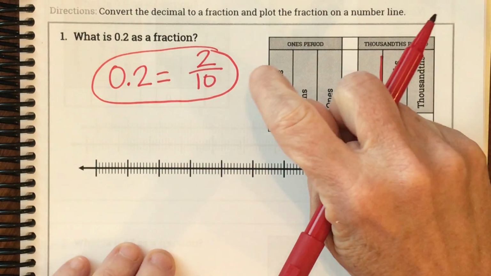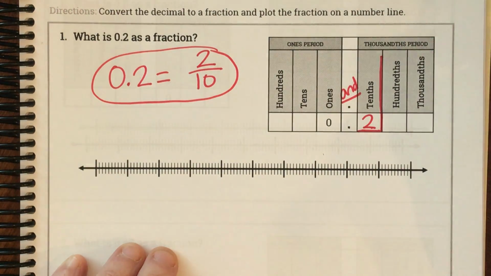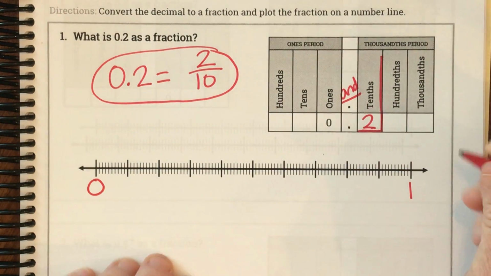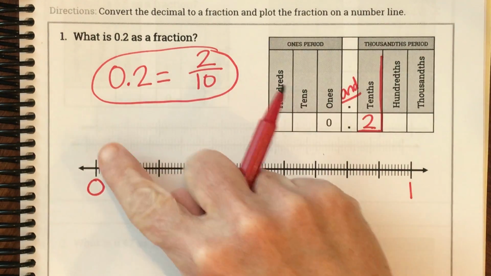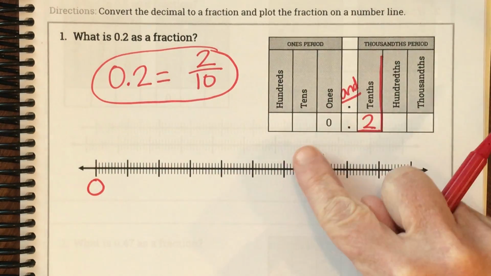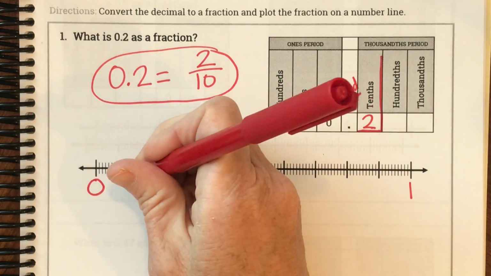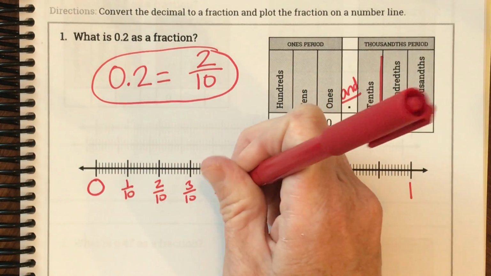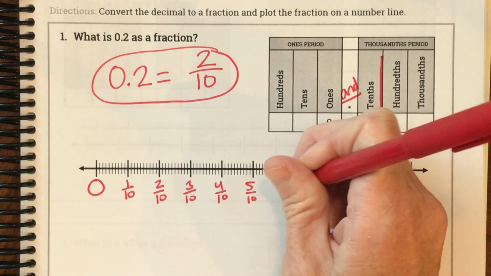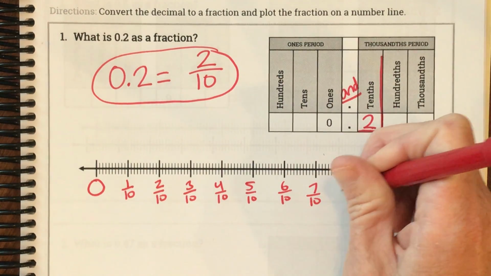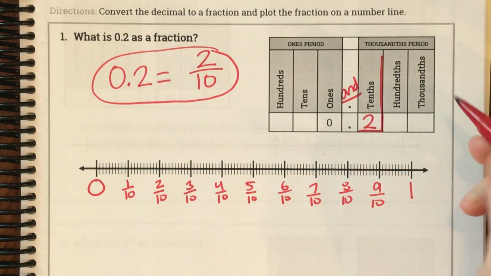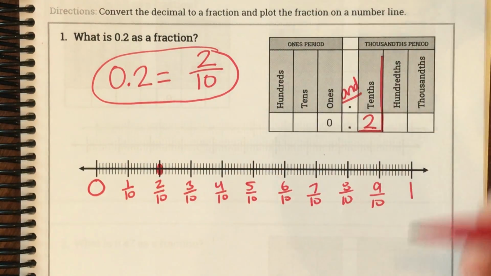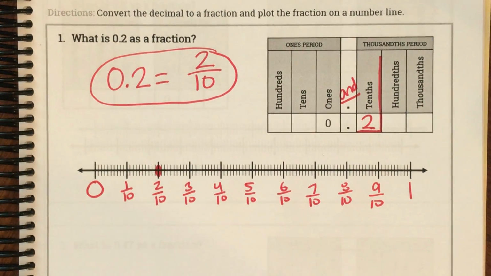Okay, they then want me to plot 2/10 on a number line. I see my number line, 0 and 1. If I look at the large partitions, 1, 2, 3, 4, 5, 6, 7, 8, 9, 10, I could say this is 1/10, 2/10, 3/10, 4/10, 5/10, 6/10, 7/10, 8/10, and 9/10. So 2/10 would be right there on the line.